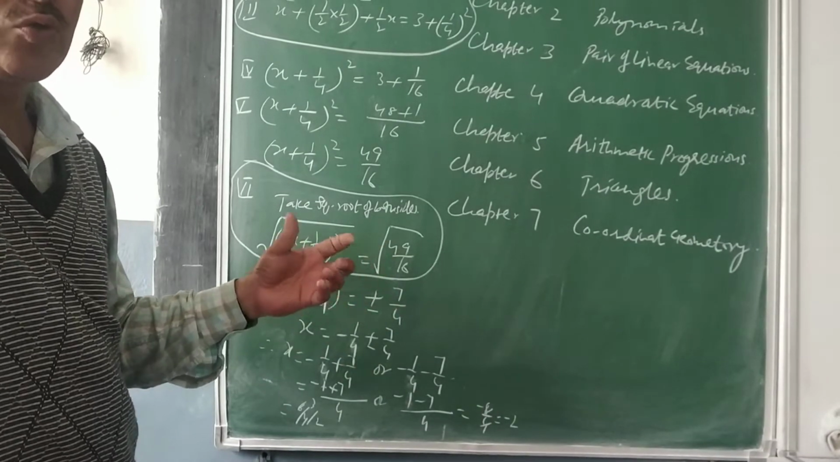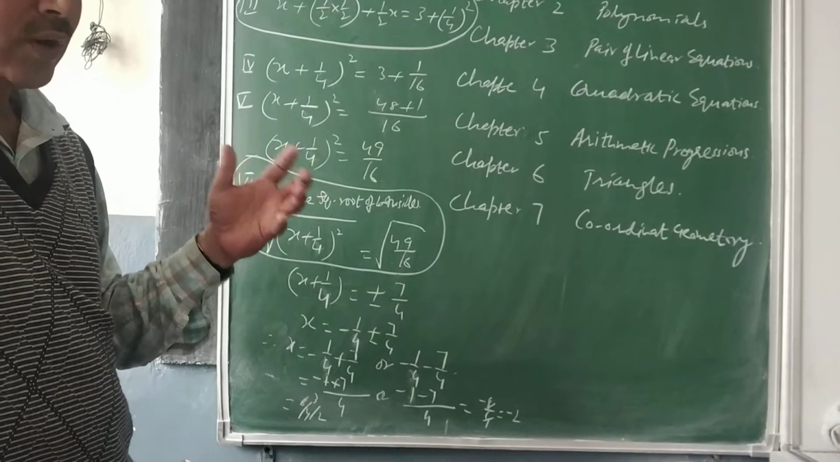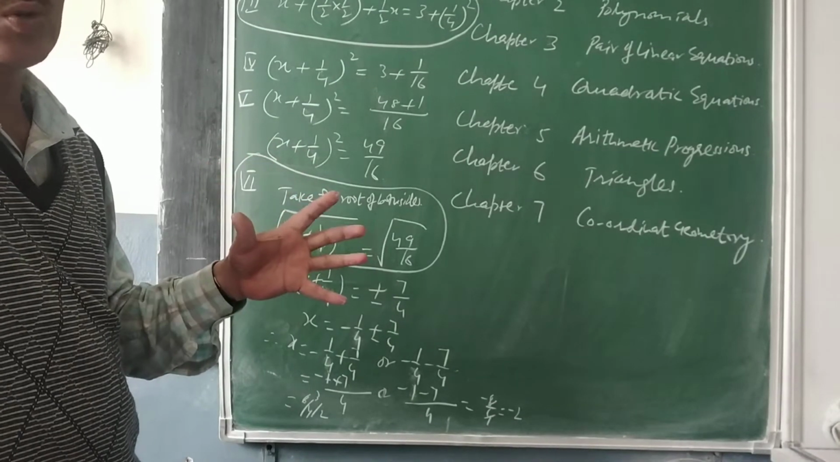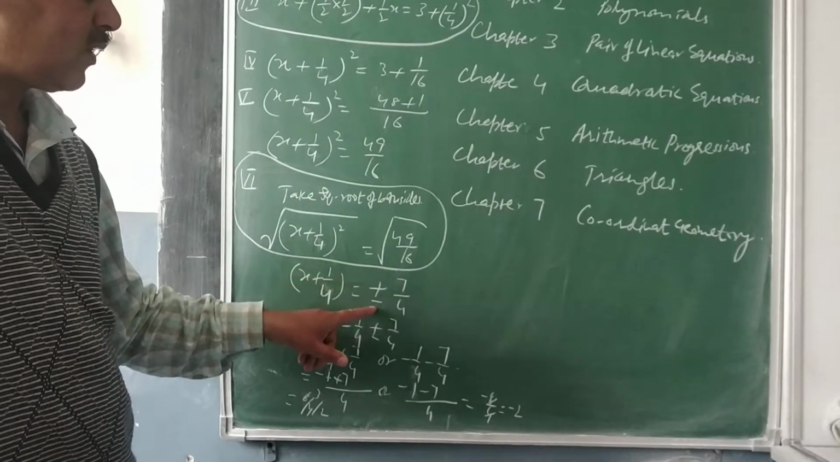If x square is equal to 4, it means x is equal to plus 2 as well as minus 2, because in a quadratic, a maximum of 2 zeros are possible. That is the point you need to remember. So one sign will be plus, one will be minus.